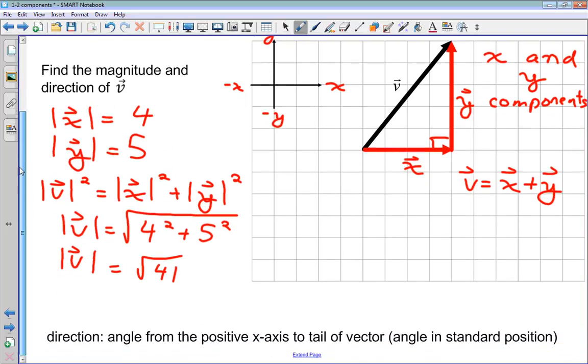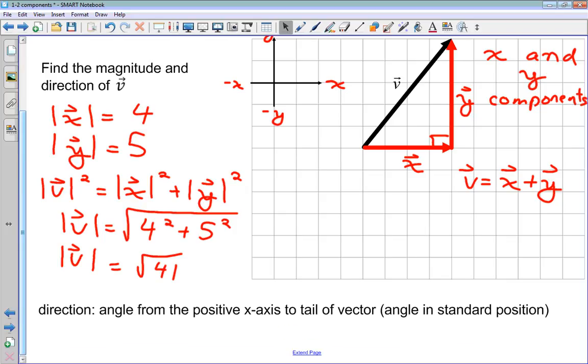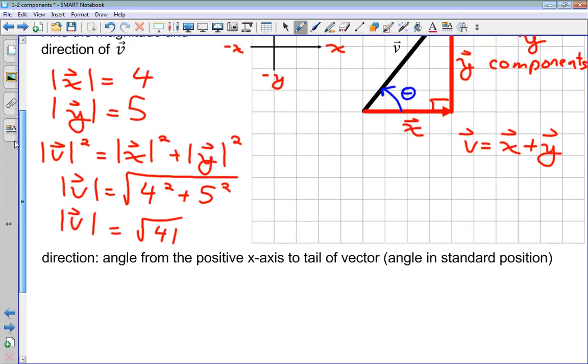Now, what about the direction of vector v? Well, when we specify the direction of a vector, when we're dealing with components, we're going to be very specific about how we specify that direction. For the direction, we want to give the angle from the positive x-axis to the vector. Okay, so we want to think of our vector as an angle in standard position, if you think back to advanced functions. So the angle that we want to give here is going to be this angle here, measured from the horizontal, positive x direction, up to our vector v. So how do we figure out what that angle is going to be?